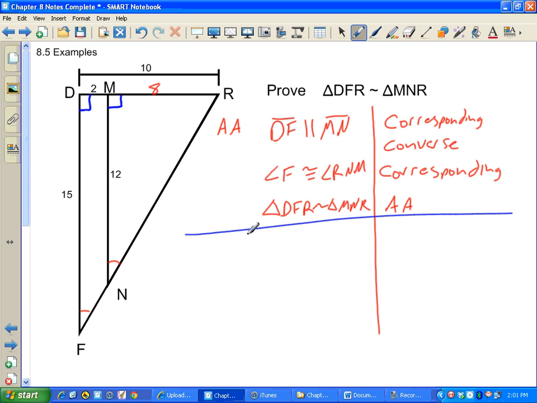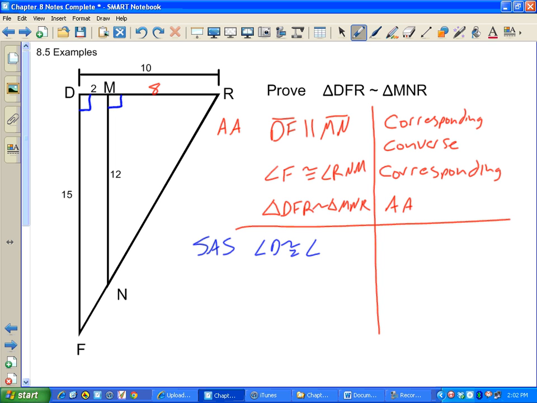All right, let's prove it by side angle side. So I've got the right angles. Okay, so I'm going to say angle D is congruent to angle RMN because they're both right angles. And then what I'm going to say is 8 over 10 equals 12 over 15.